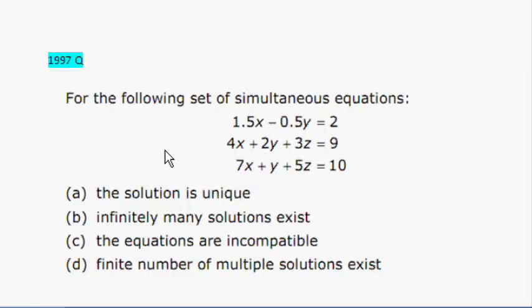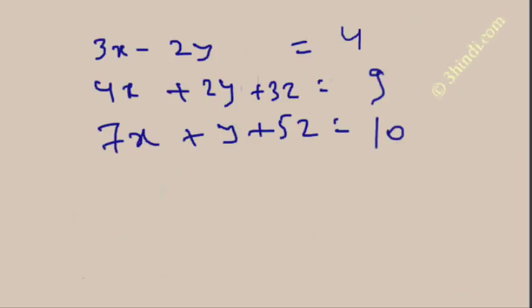This is the 1997 question. For the following set of simultaneous equations, I need to find out whether the solution is unique or no solution exists. I have already explained how to check this. You need to find the determinant value of A and K, and if the rank of A is 3, then definitely there is a unique solution. You can write it in simplified form by multiplying by 2: 3x minus 2y is equal to 4. This is the simplified form of the equation.